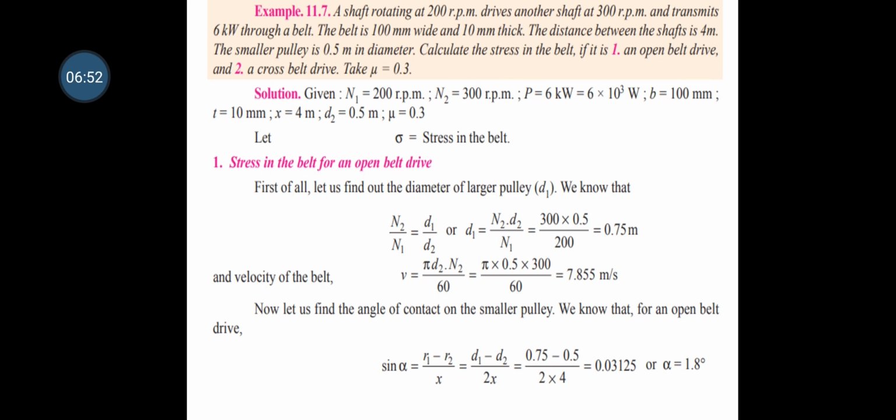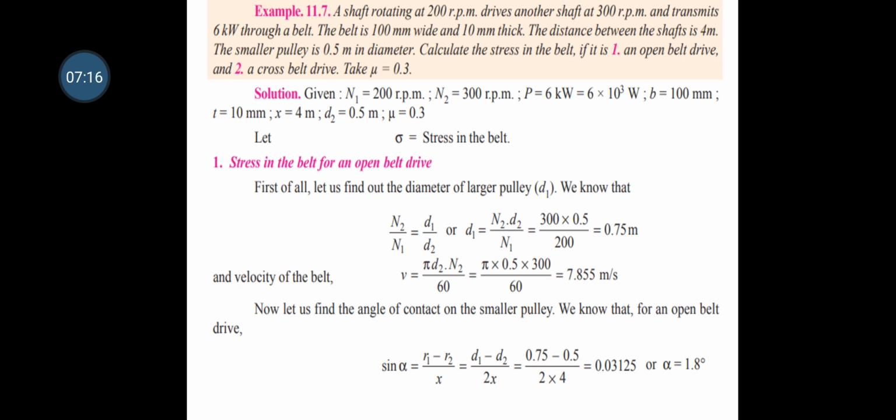Write the given details. N1, N2, P, B, T is equal to 10 mm, X distance 4 meters, mu 0.3. Let sigma be the stress in the belt. We have to find the stress in the belt for an open belt drive.